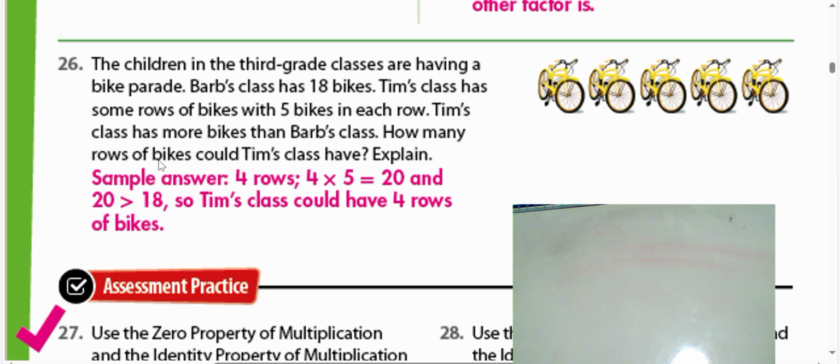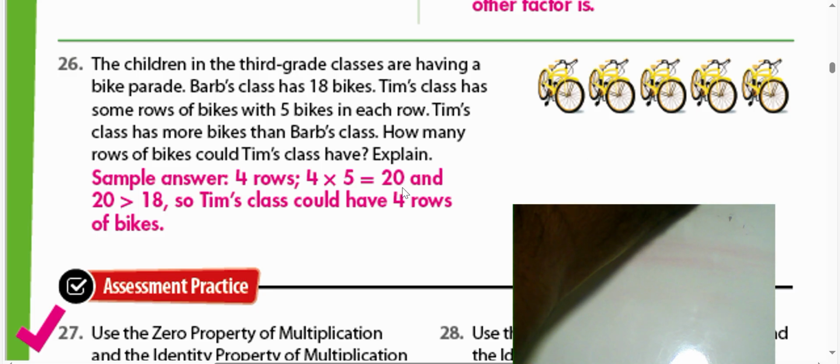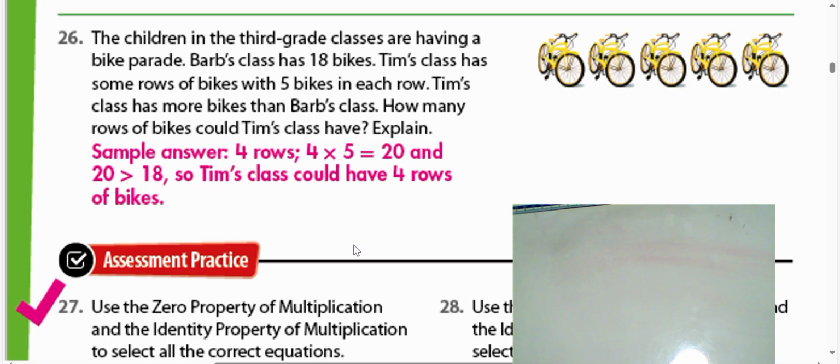Question 26. The children in the 3rd grade classes are having a bike parade. Brave's class has 18 bikes. Tim's class has some rows of bikes with 5 bikes in each row. Like this, 4 times 5 equals 20. So we can write the total as 4 multiplied by 5. We have 4 rows, each row contains 5 elements. Since the total number here is 4 times 5 equals 20. Okay, 20 is greater than 18, so Tim's class could have 4 rows of bikes.